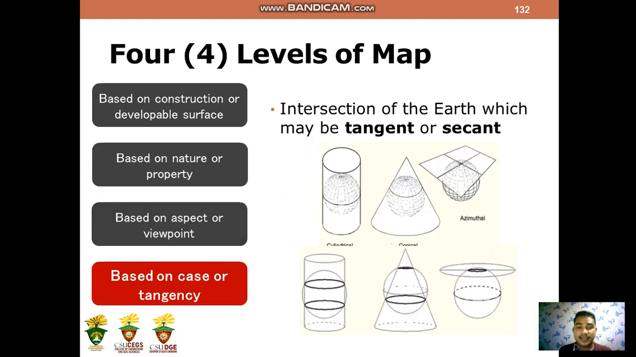The last level of map classification is based on case, tangent or secant. This is the intersection with the Earth. With tangent, it touches the surface at only one place. For example, cylindrical has only one standard parallel. Conical also has only one, and azimuthal too. Tangent, from the word itself, means one contact. With secant, there are two: two standard parallels, or two parts touching the geometrical figure. Conical and azimuthal have two.